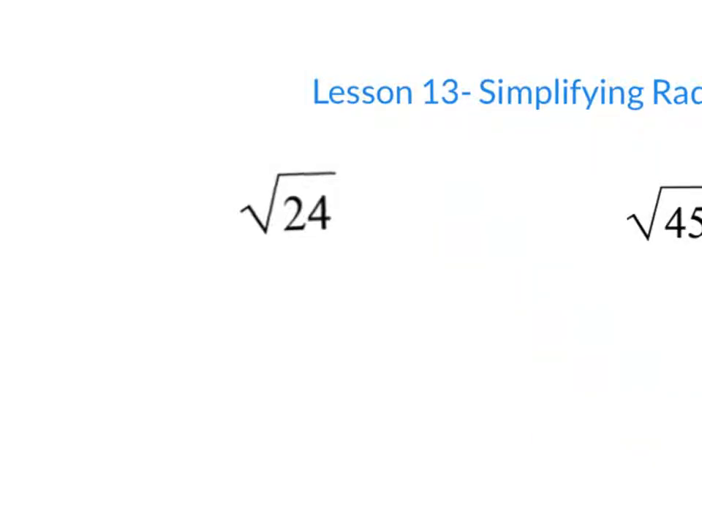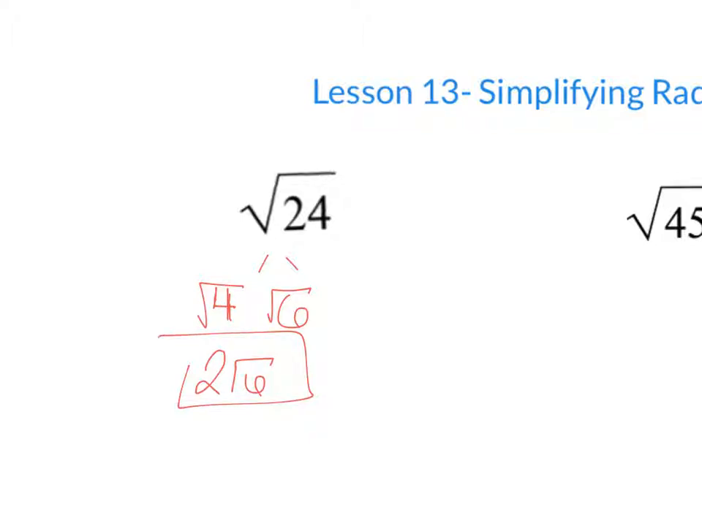In order to simplify the square root of 24, I'm going to have to think of what factors are inside of 24 where one of them will be perfect. And the one that I can think of is 4 and the square root of 6. So I have the square root of 4 and the square root of 6. So what I can do now is I can reduce the square root of 4 becomes 2, and I'm left with 2 square root of 6, and this is my final answer.